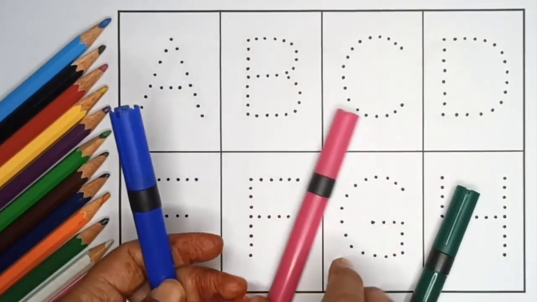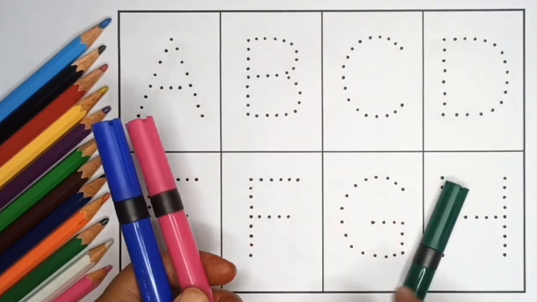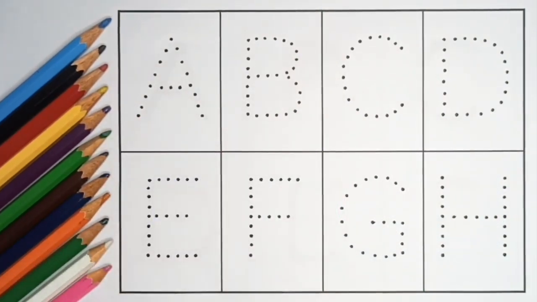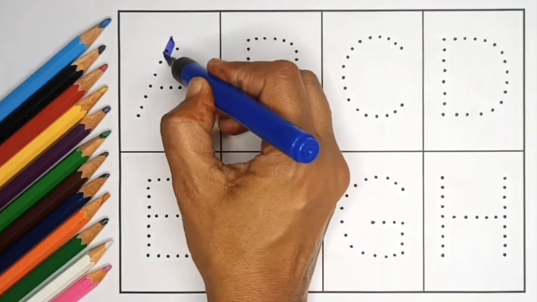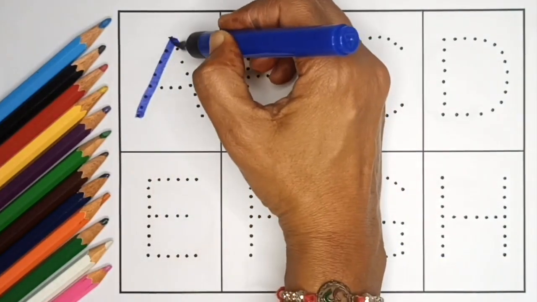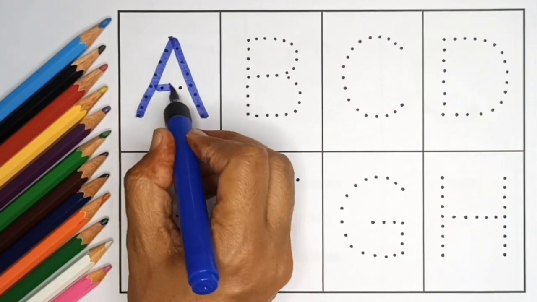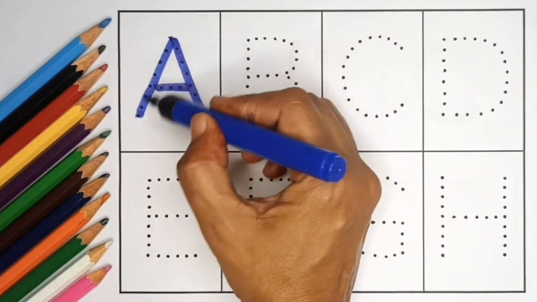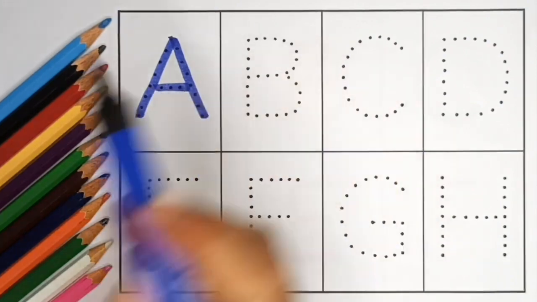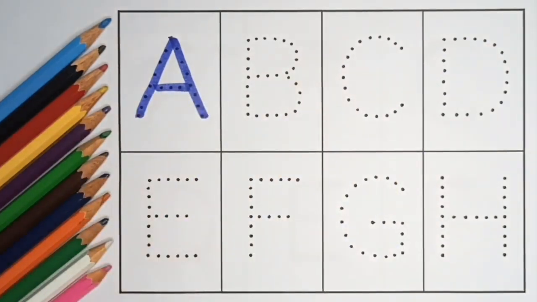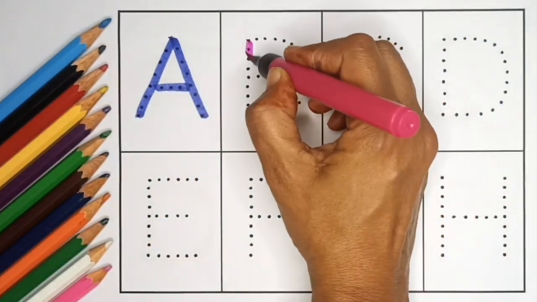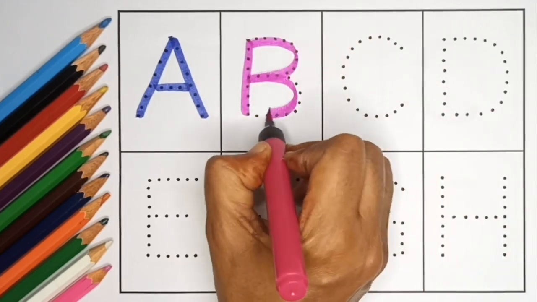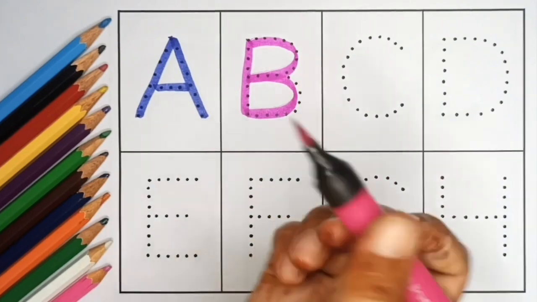Blue color, purple color, green color. A. A for apple, blue color. A for apple, purple color. B. B for ball, purple color.